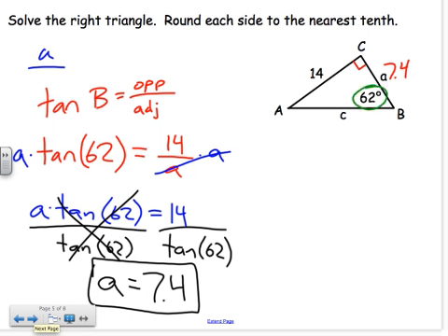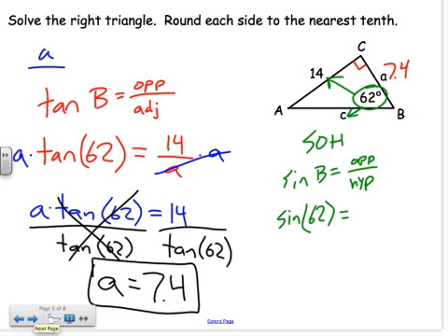So I'm still dealing with angle 62 here, the 62 degrees. I'm trying to find C now. Well, I know the opposite, and I'm trying to find the hypotenuse. So which one is opposite and hypotenuse? That's our sine, right? So sine of angle B is going to be opposite over hypotenuse. So let's plug in our information. Sine of 62 degrees equals 14 over C.